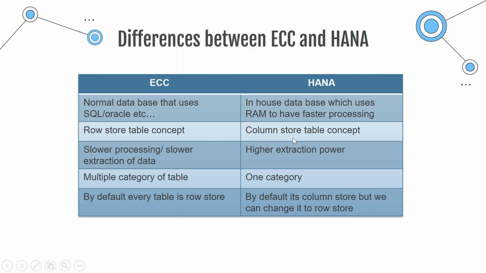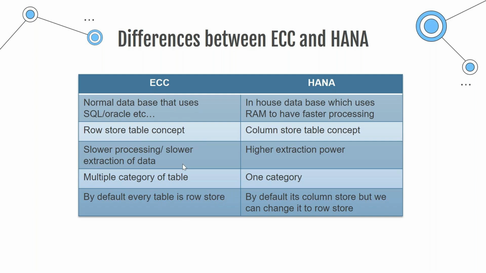Whereas in HANA system, it will try to search the data column wise. Column wise means vertically, top to bottom in this manner. That is the difference between row store and column store. Data search will happen horizontally in row store and vertically in column store. That is row versus column. Then ECC system, as I said earlier, will have slower or less extraction power compared to your HANA system, whereas HANA will have a higher extraction power.